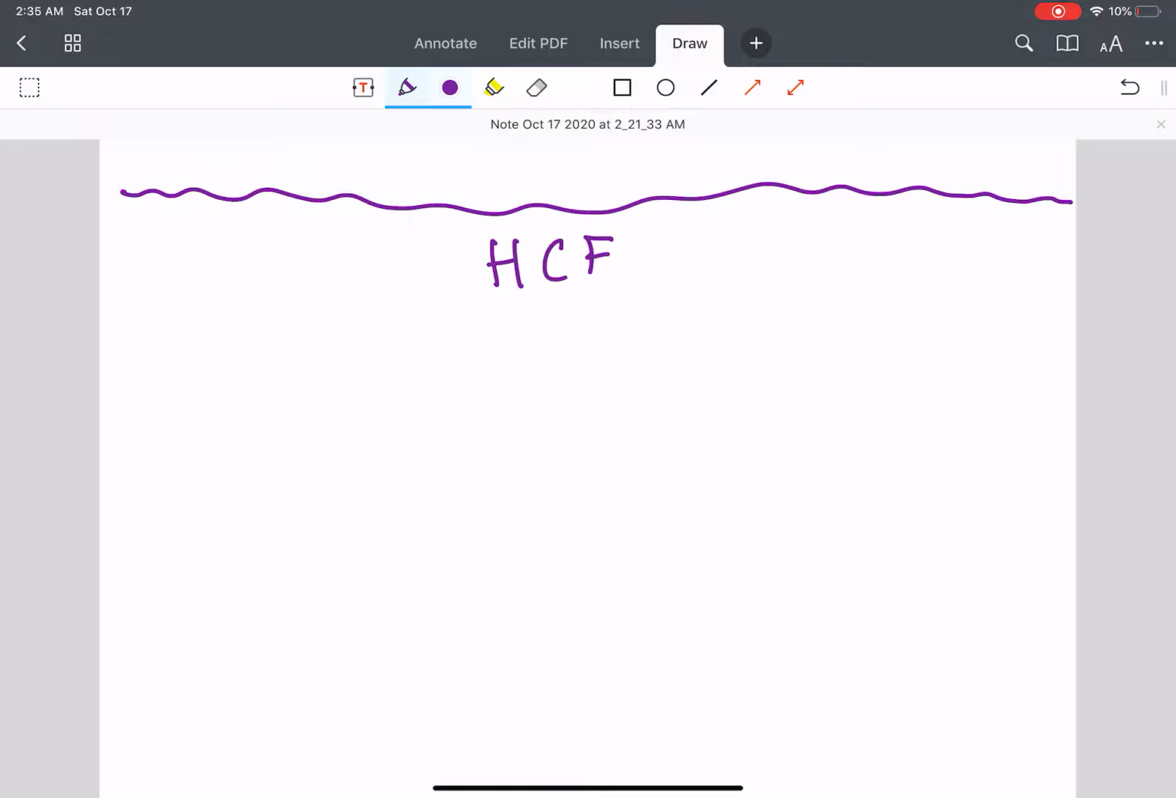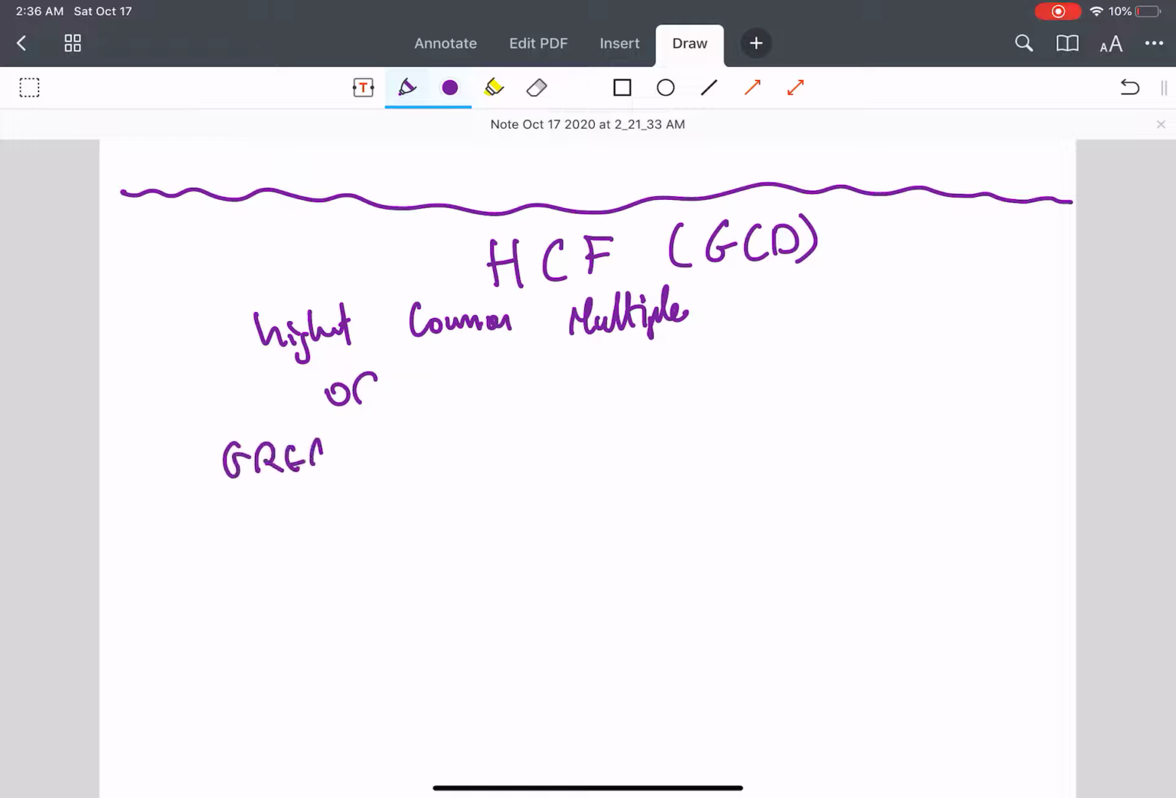HCF, the highest common factor, is also called GCD, or greatest common divisor. These are the same thing: the biggest factor of the numbers is equal to their greatest common divisor.